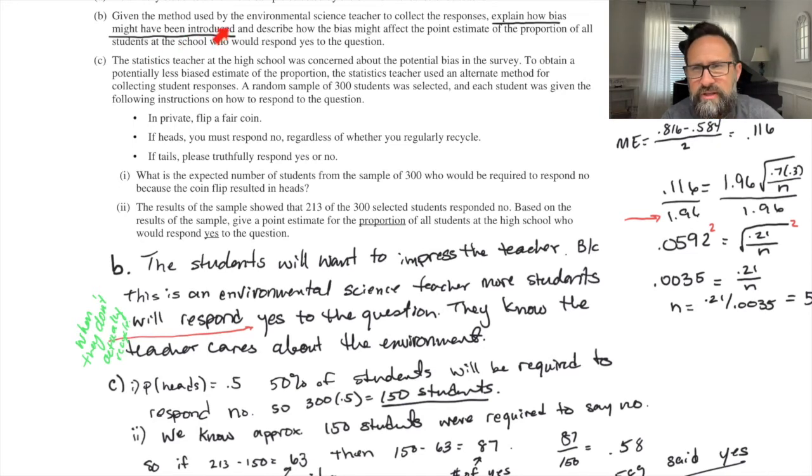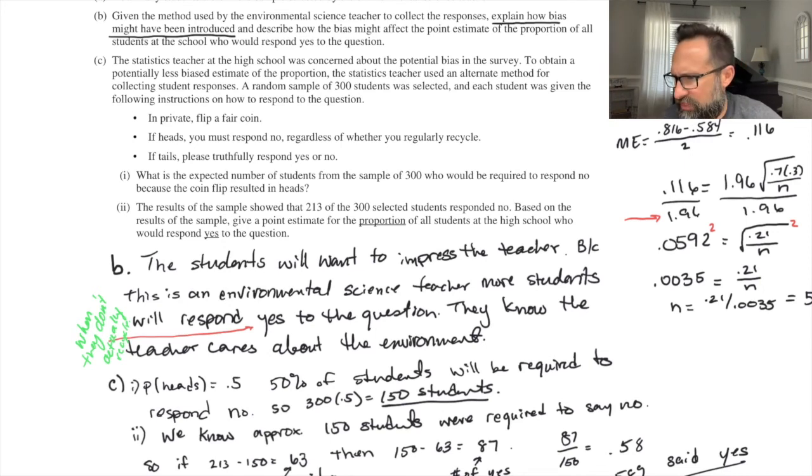Okay, that was talking about the fact that it was the environmental science teacher asking the question. And then it says, describe how the bias might have affected the point estimate of the proportion of all students at school who respond yes to the question. I answered those two things, but then they wanted the third thing, which I think was a little nitpicky.